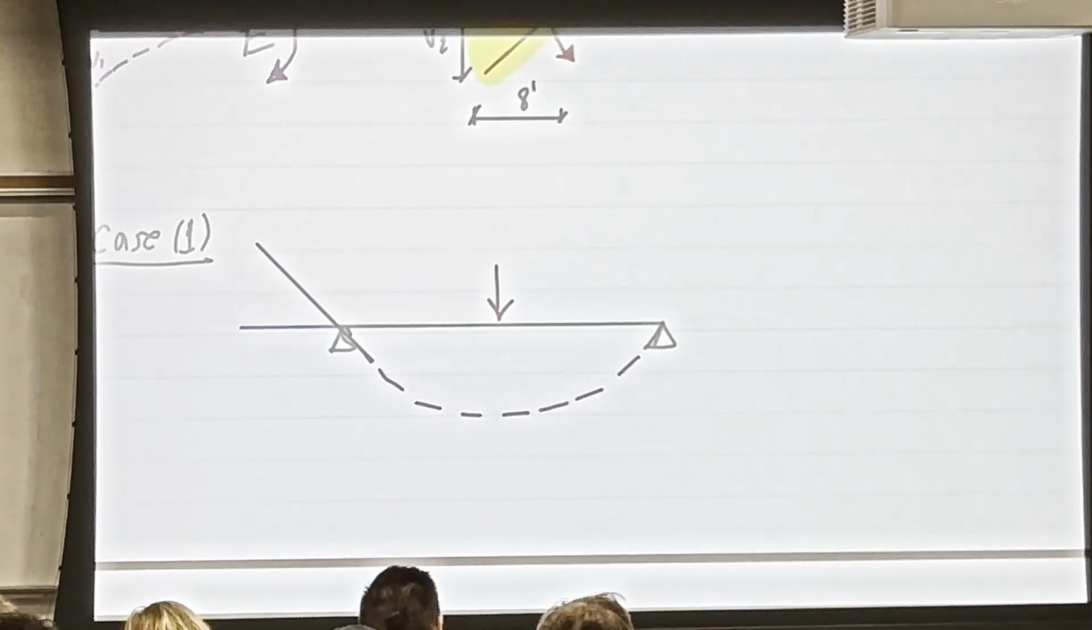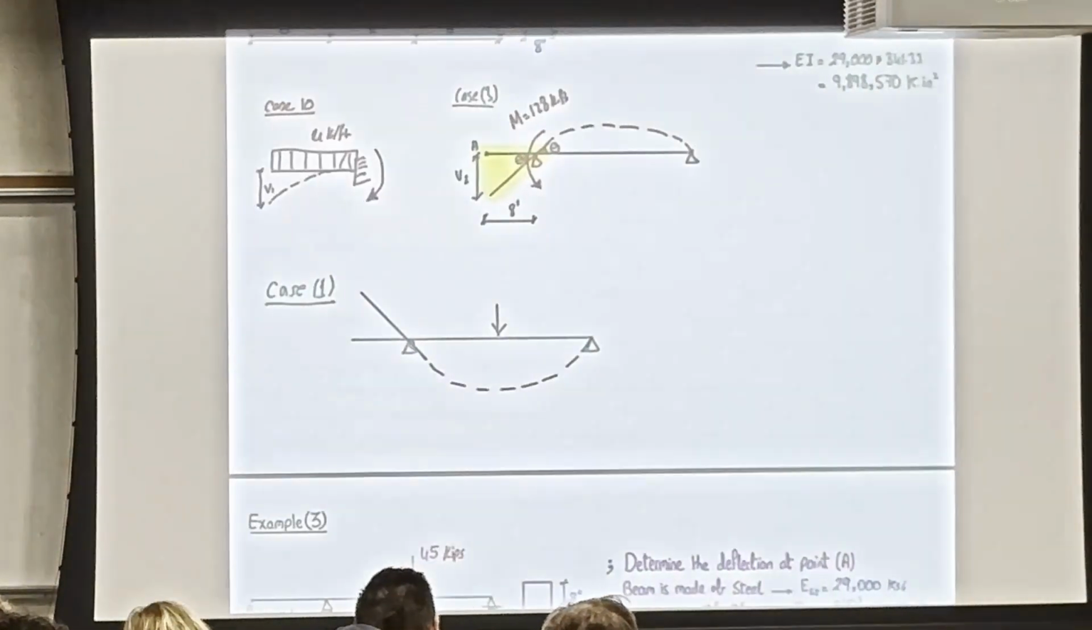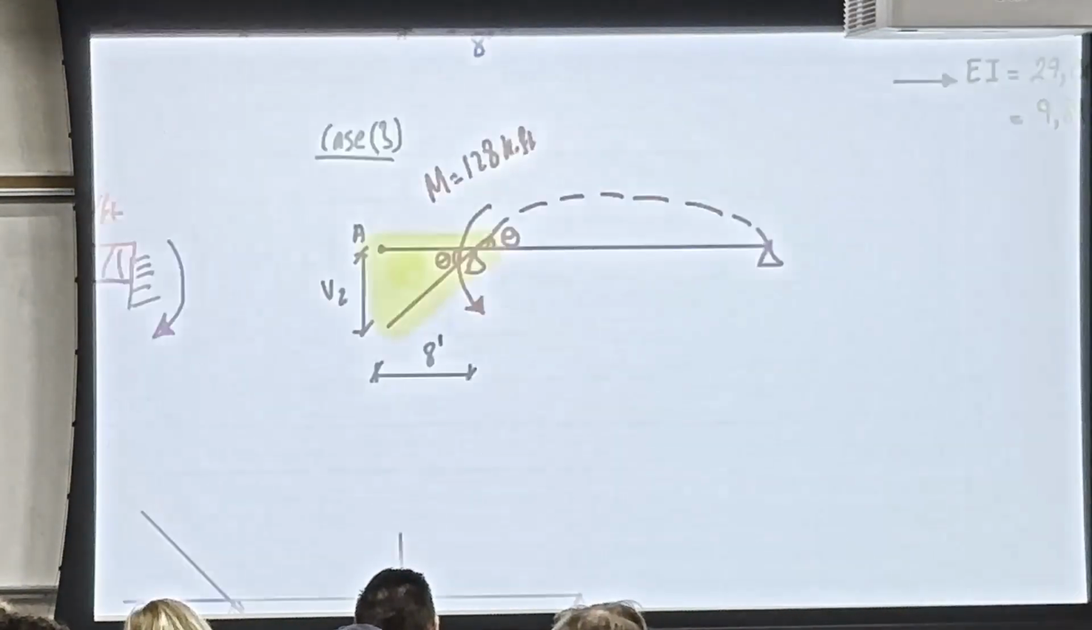Don't you need to correct that too? Why do we need to correct that? Because isn't there a moment there as well? But we took the moment here.